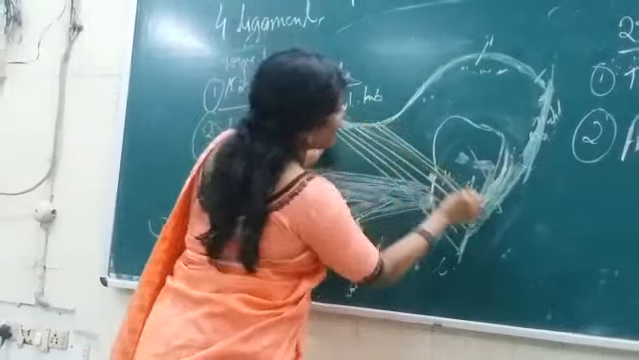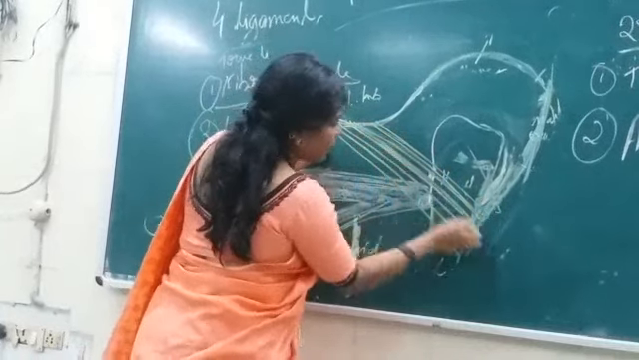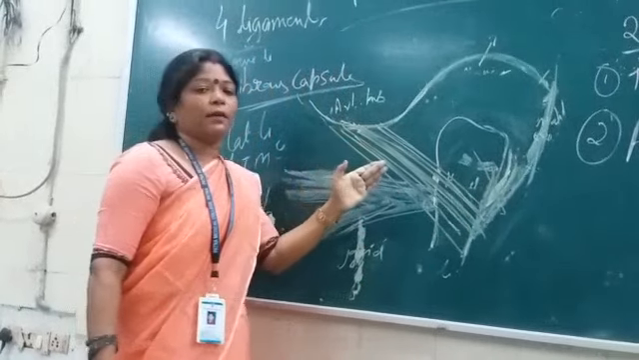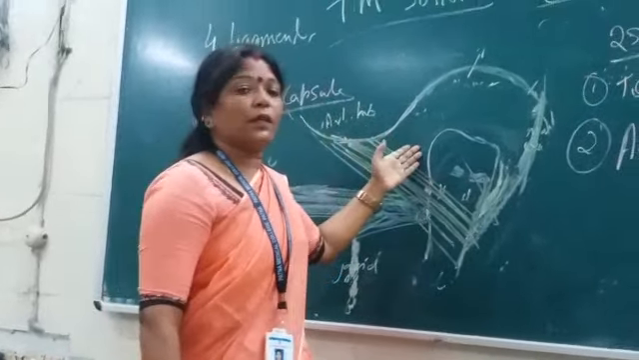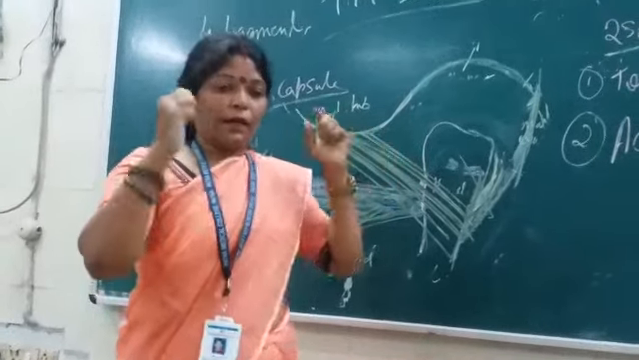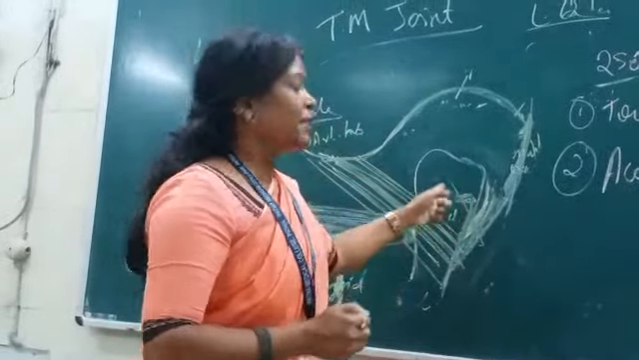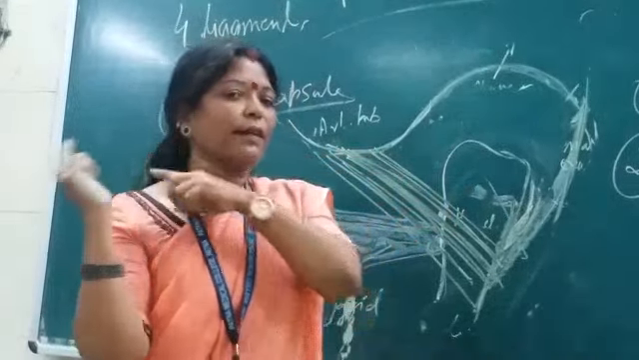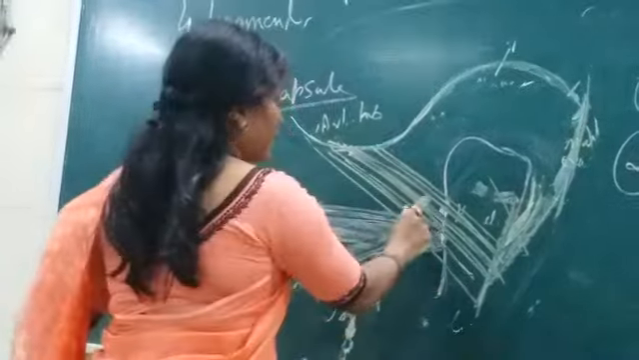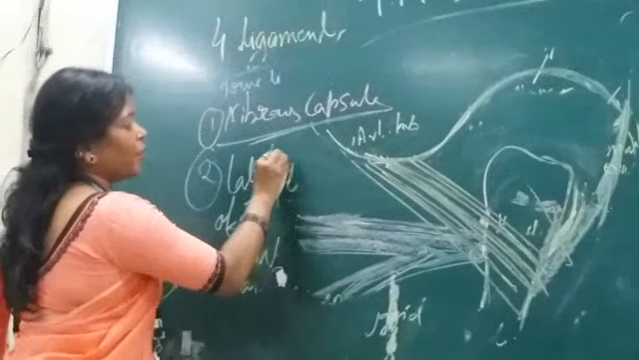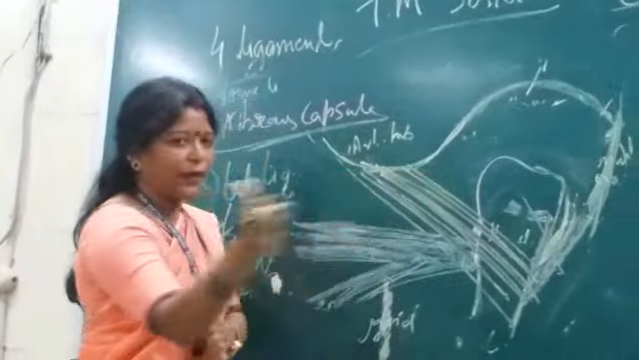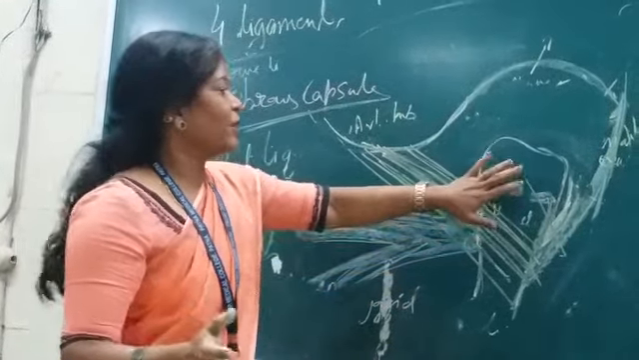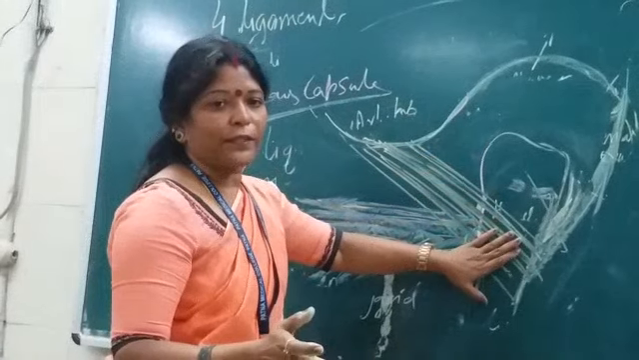Okay. So it becomes thickened. A very important point for the TM joint, this lateral ligament. I am emphasizing this nomenclature because it protects against dislocation. It prevents the temporomandibular joint from dislocating laterally. This ligament, the lateral ligament of the TM joint, prevents the dislocation of the temporomandibular joint, by being present on the lateral aspect.